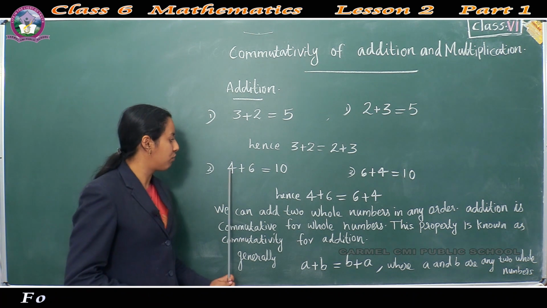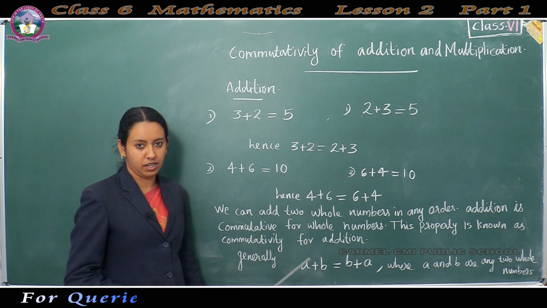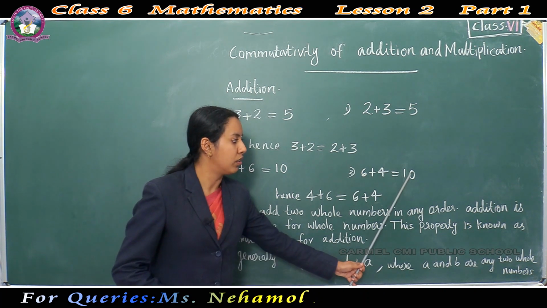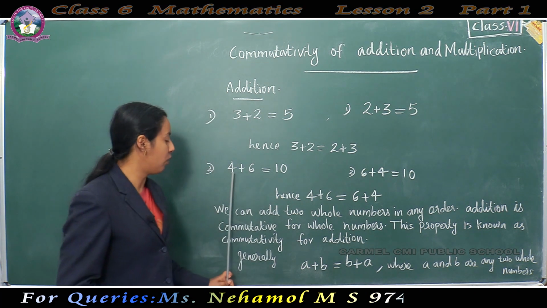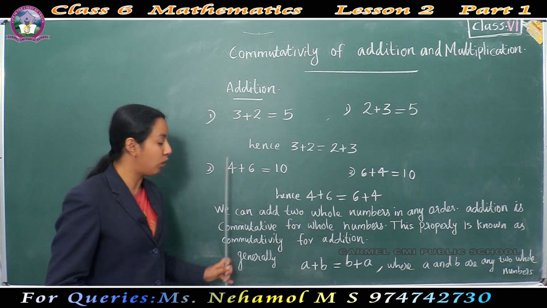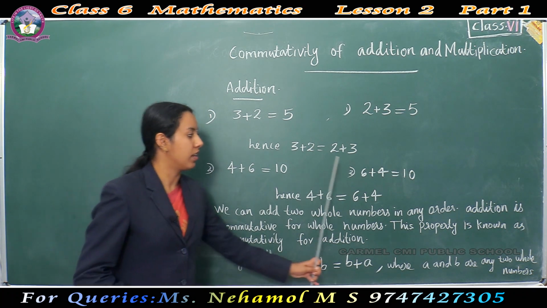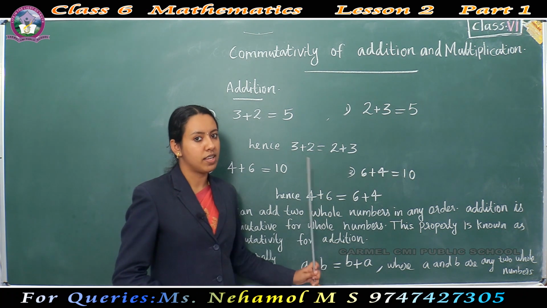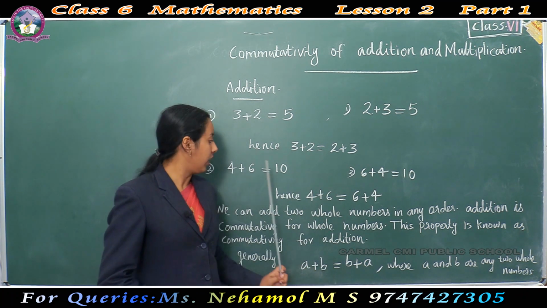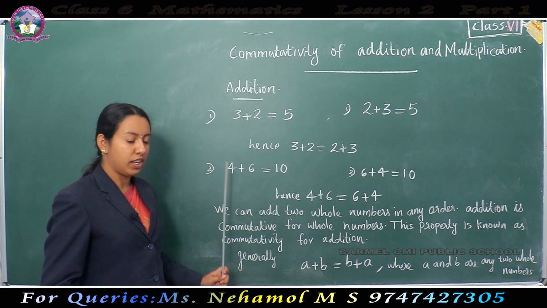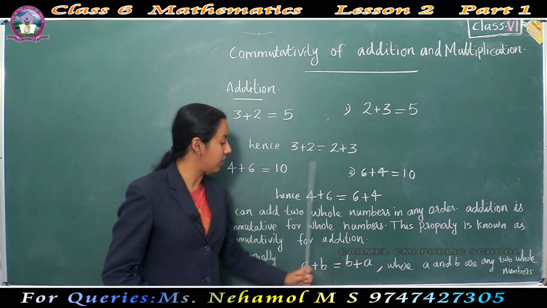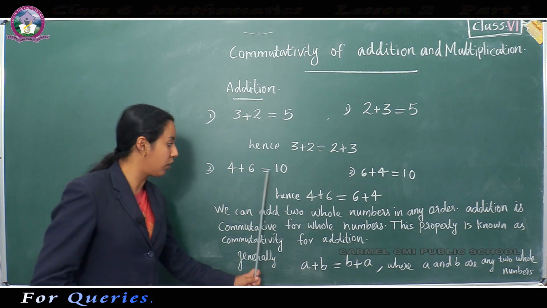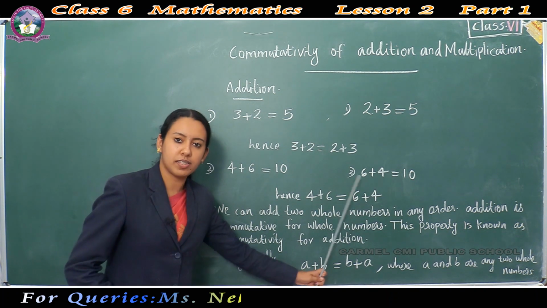Consider the second example. 4 plus 6 equal to 10. Then here 6 plus 4 equal to 10. Here also numbers are the same, but the order is changed. But in both cases, the answer is the same. So, we can say in addition of whole numbers, even if the order of numbers is changed, the answer will be the same. Hence here we got 4 plus 6 is equal to 6 plus 4.